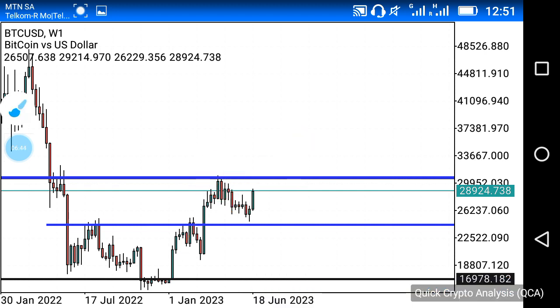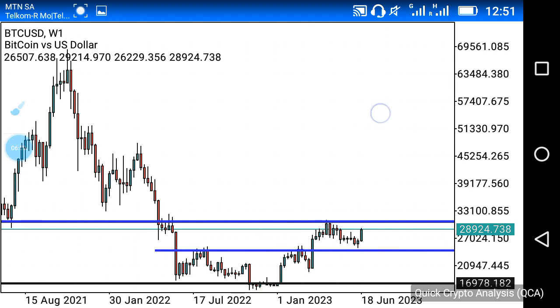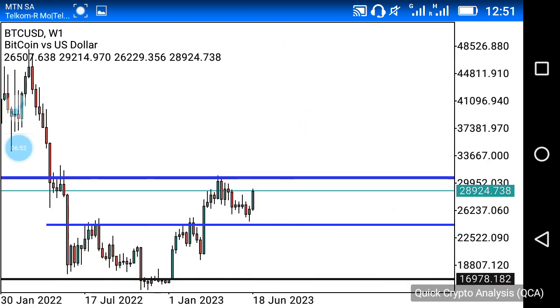And at this point what I'm doing is just speculating. I'm not necessarily saying that the market will unravel in the manner in which I'm describing. I'm just showing you some of the possible outcomes that we may encounter as far as Bitcoin goes.